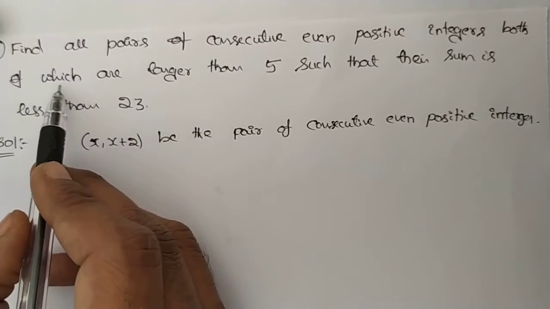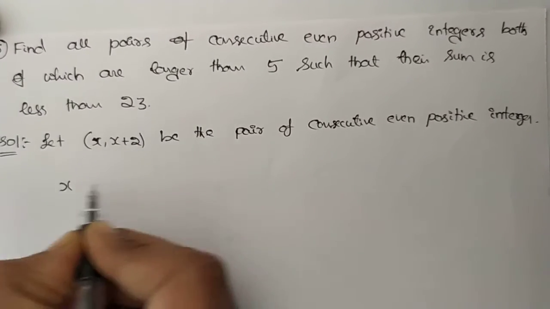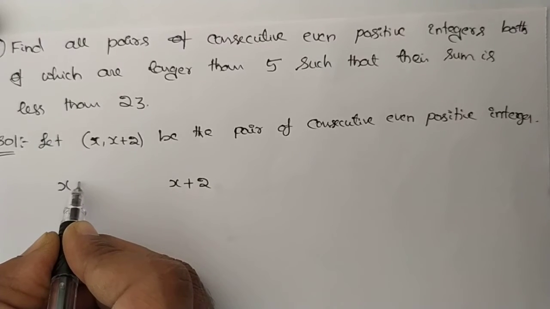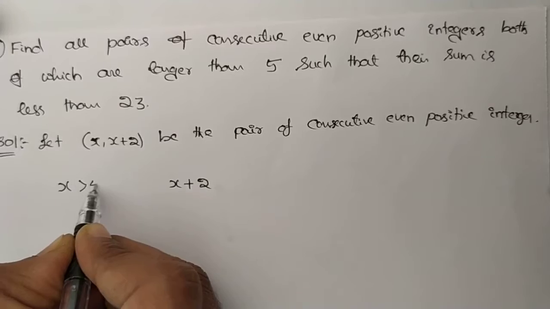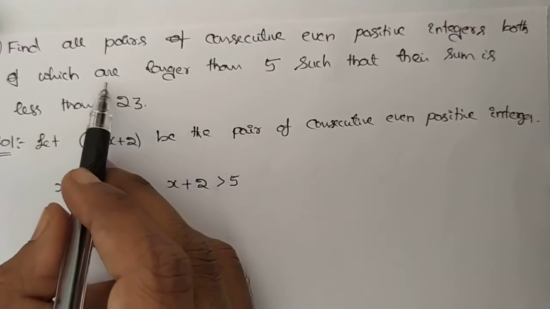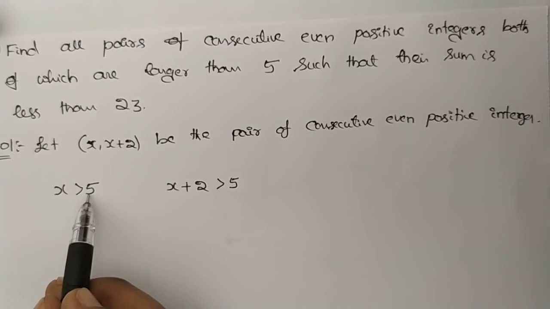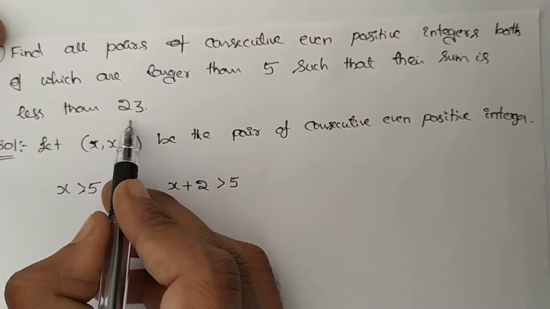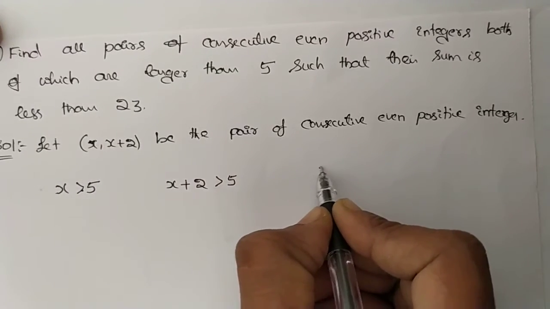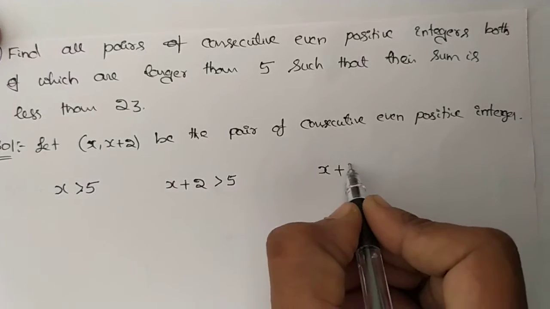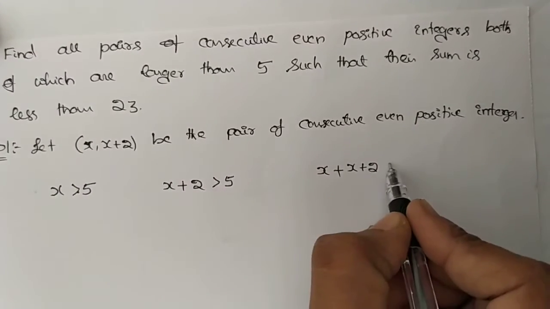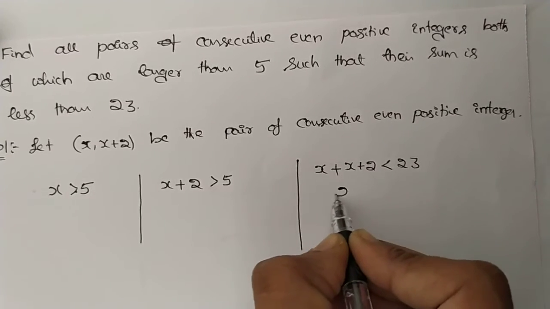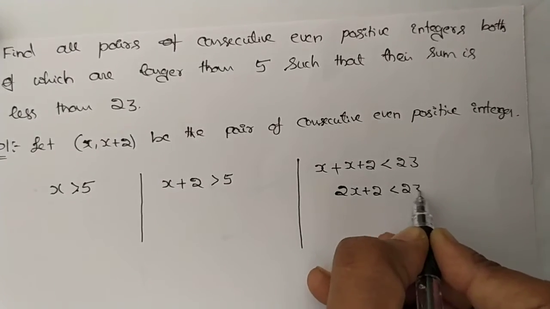Now, both of which are larger than 5. x and x plus 2 are larger than 5. For larger, which symbol do we use, greater than or less than? Larger means greater than 5. Such that their sum is less than 23. Sum means addition: x plus x plus 2 is less than 23. Now you just solve the inequality. x plus x is 2x, plus 2, is less than 23.